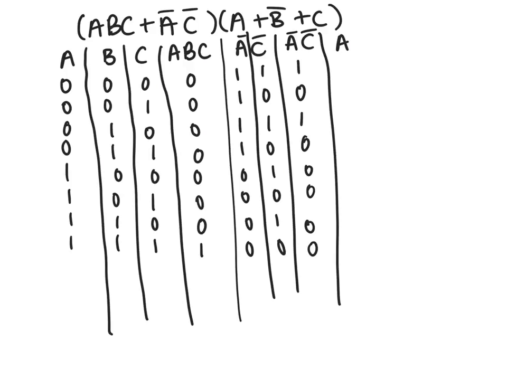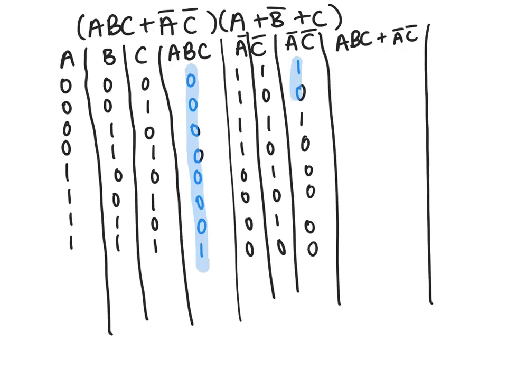So that is A, B, C plus not A, not C. And we know that the plus means or. So we're looking for a time when either A and B and C is true or not A and not C is true. So make sure you're very careful with your columns, but I'm just going to highlight which columns we're looking at. So we're looking at this one here and this one here.